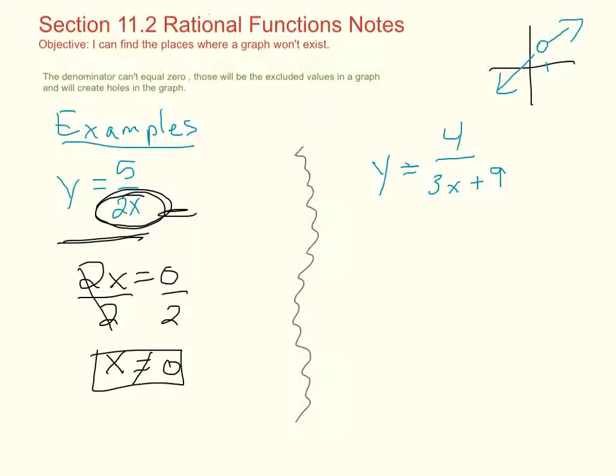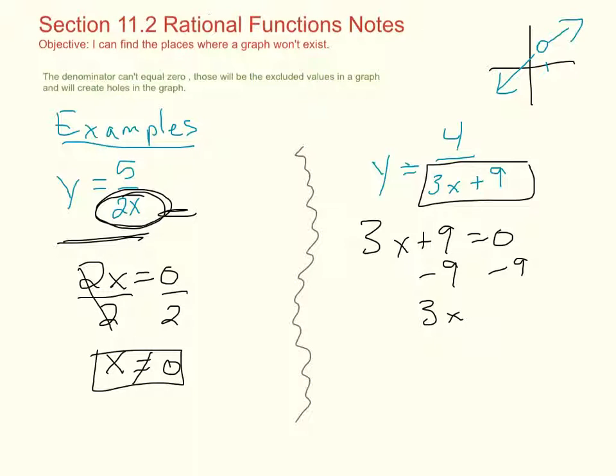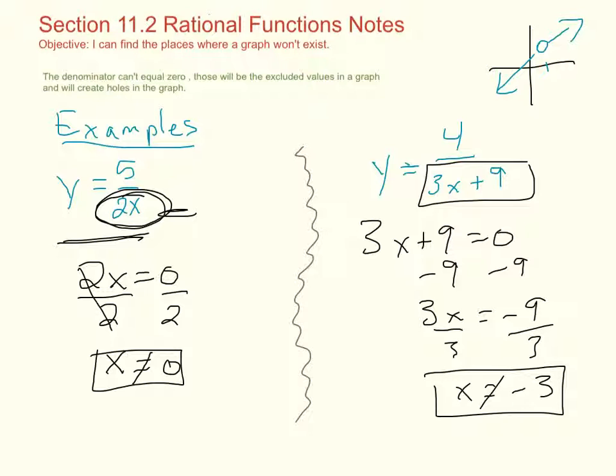We have y equals 4 over 3x plus 9. Really, the 4 is not important for us. The only way that would be important is if it was a 3, then I could simplify this down a little bit. But either way, I can still take this and make it equal to 0, the denominator. 3x plus 9 equals 0. Simply solve for x again. So there's multiple ways you can solve for x this time. I'm just going to take it step by step. 3x equals negative 9. Divide by 3, x equals negative 3. But really, x won't equal negative 3. Okay? So those are excluded values.